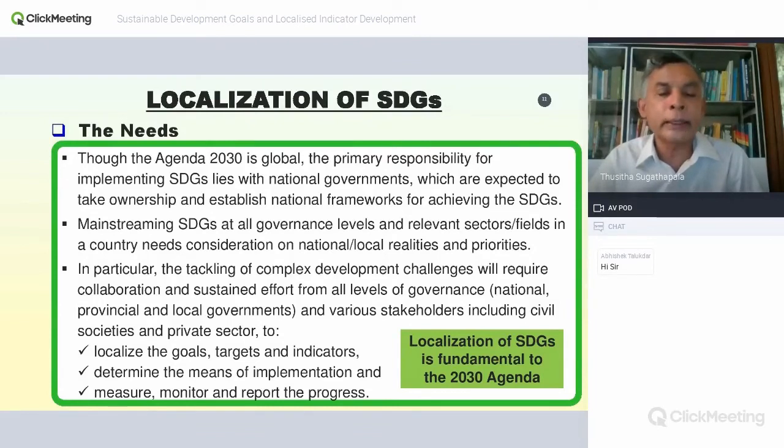This means that localization goes into not only setting the targets or indicators, but also implementing as well as monitoring and reporting back, all of which are linked to localization. So it's a very broad topic to understand.